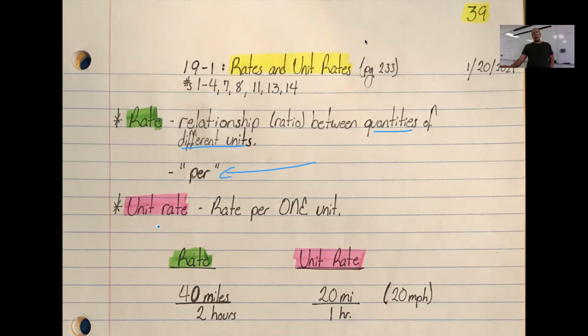Now, not only are we going to be talking about rates, but we're going to specifically be talking about unit rates. And the word unit really means one. And so a unit rate would be the rate per one unit. In other words, we're comparing some quantity to the number one, or to one of something else. And again, all of this is going to make way more sense once you start seeing the examples.